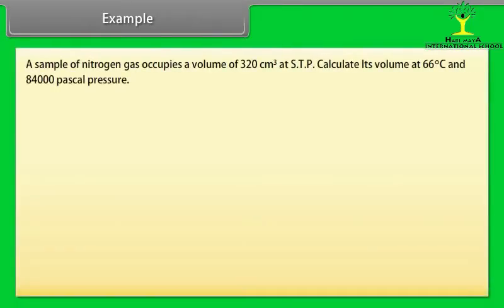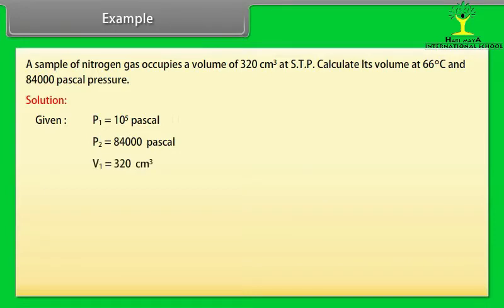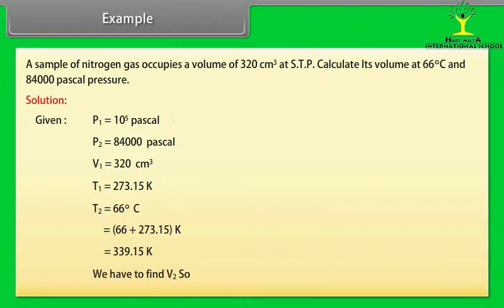Example: a sample of nitrogen gas occupies a volume of 320 cm3 at STP. Calculate its volume at 66 degrees Celsius and 84,000 Pascal pressure. Solution: given P1 is equal to 10^5 Pascal, P2 is equal to 84,000 Pascal, V1 is equal to 320 cm3, T1 is equal to 273.15 Kelvin, T2 is equal to 66 degrees Celsius is equal to 66 plus 273.15 Kelvin is equal to 339.15 Kelvin. We have to find V2.